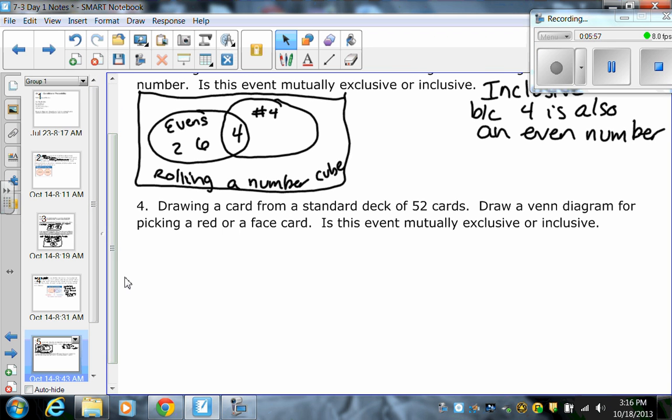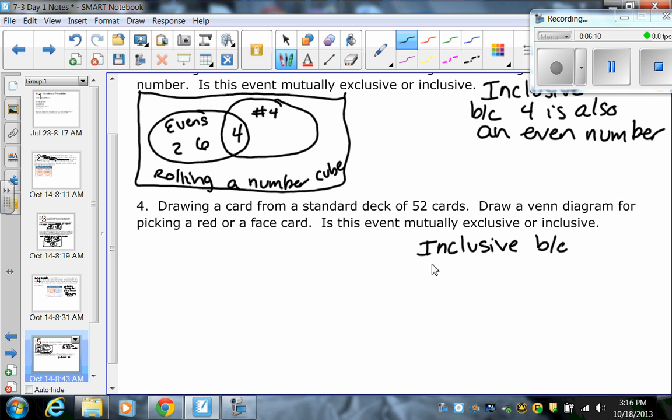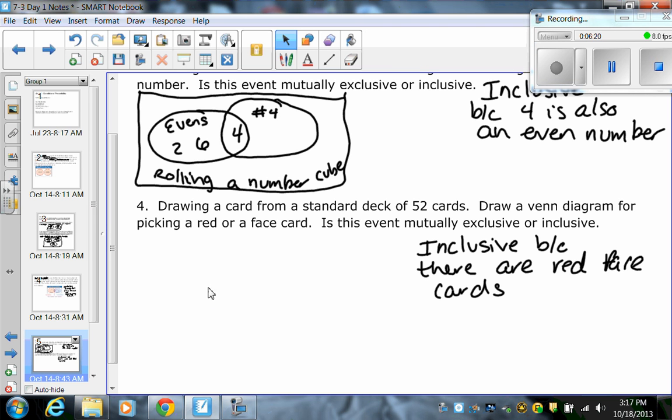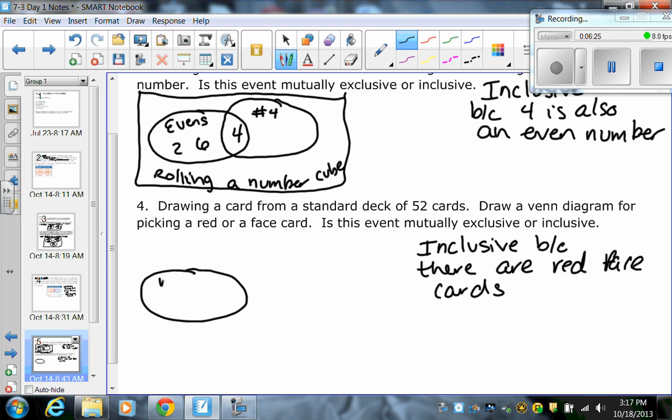What about drawing a card from a standard deck of 52 cards? Draw the Venn diagram for picking a red or a face card. Is it mutually exclusive or inclusive? And again, this is going to be inclusive because there are red face cards. So I'm going to start off with my circle, and it's going to be red. And then I have another circle with my face cards.